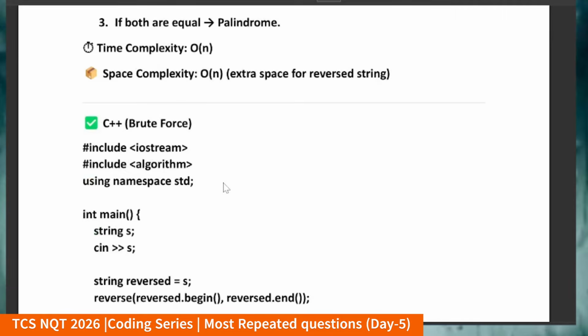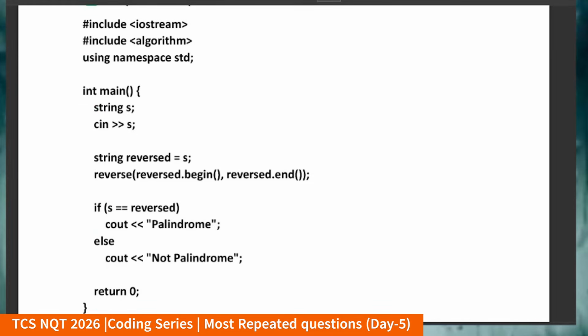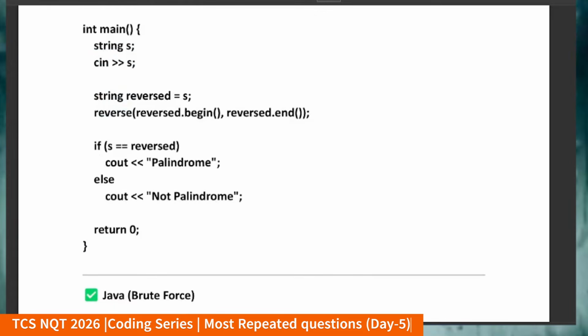Let me discuss the first brute force approach. Now including the library iostream and algorithm for reversing this. So int main, string s, cin s, declaring the temporary variable that is reverse s, and just calling the reverse function, reverse.begin, reverse.end.